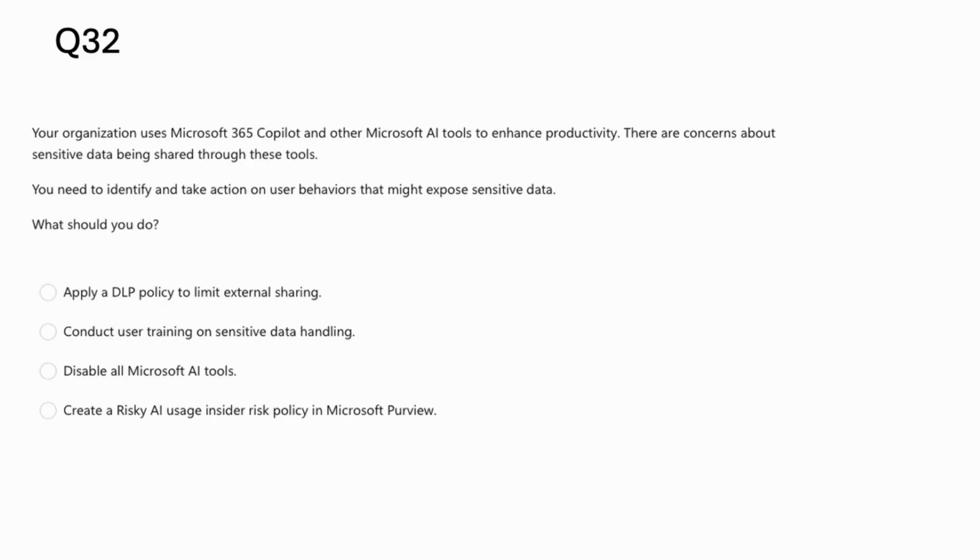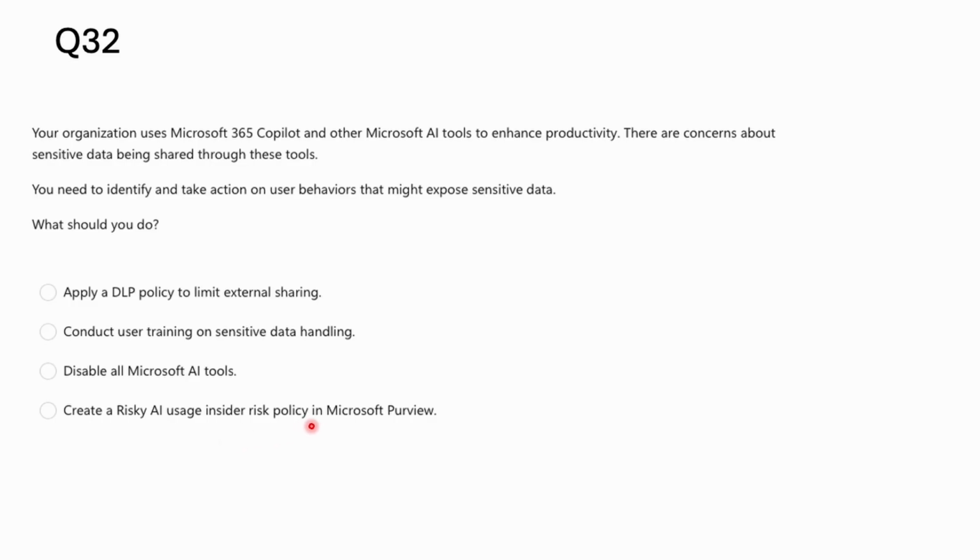Let's see question number 32, where it says: you have an organization that uses Microsoft 365 Copilot and other Microsoft AI tools to enhance productivity, and there are concerns about sensitive data being shared through these tools. You need to identify and take action on user behaviors that might expose sensitive data. What should you do? Apply a DLP policy to limit external sharing, conduct user training on sensitive data handling, disable all Microsoft AI tools, or create risky AI usage inside a risk policy in Microsoft Purview.